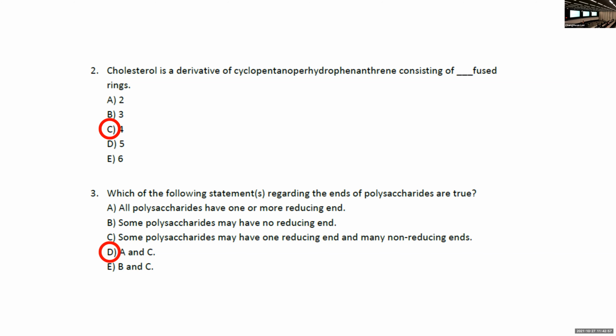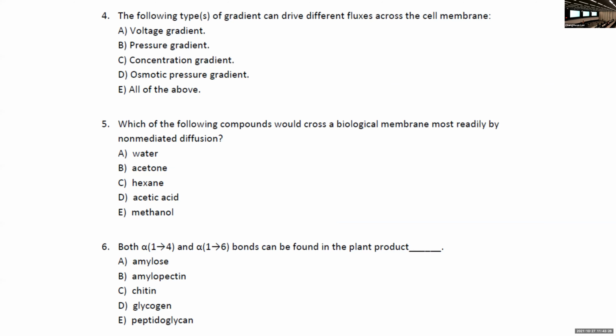A or D, it's D. And I guess everybody got that A is correct, where all the polysaccharides have one or more reducing ends. What about C? Some polysaccharides may have one reducing end and many non-reducing ends. Is it correct? I've actually explained this during my lecture, where all the polysaccharides contain one reducing end, one. So that is correct.